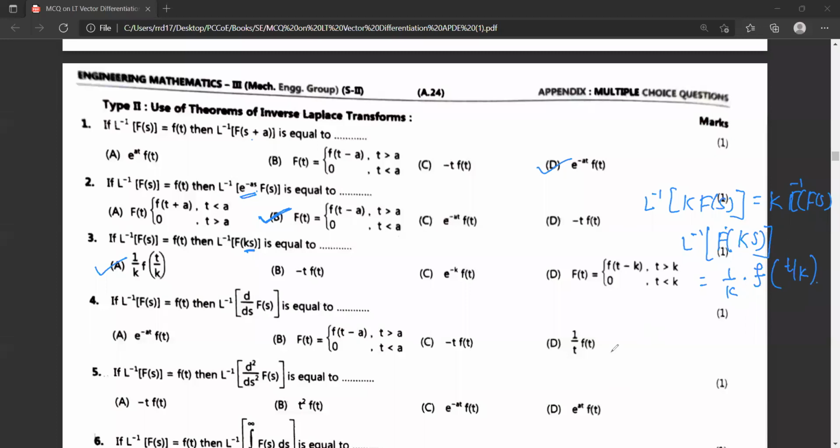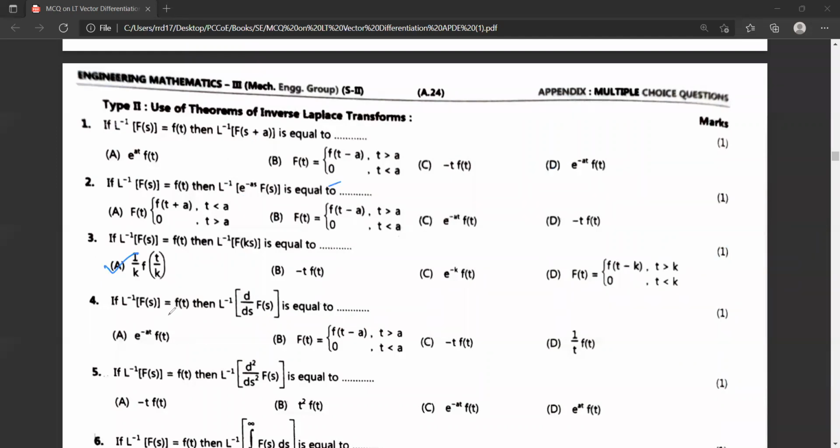Okay. And how is this derived? This is derived from this property, like L of f of ak is equal to what? Tell me quickly, scaling property. I told you to revise the formulas. What is this equal to? Sir, 1 upon a, f of s by a. Yes, f of s by a. So it is exactly the same, just f is replaced by L inverse. So this answer is this one.